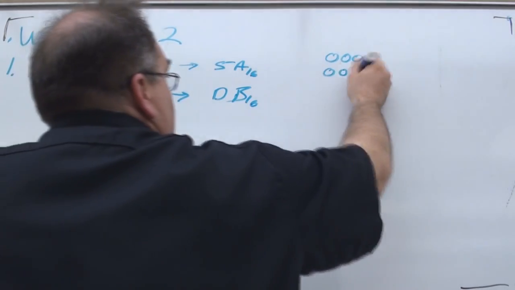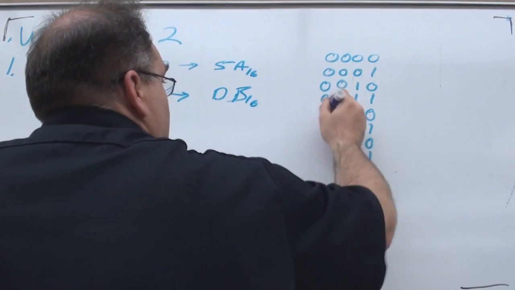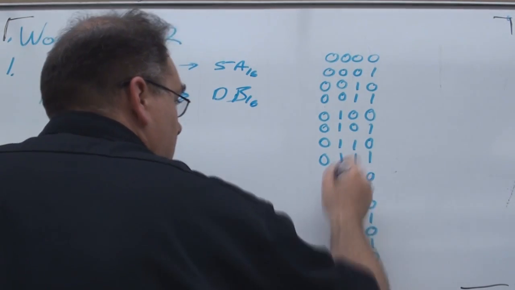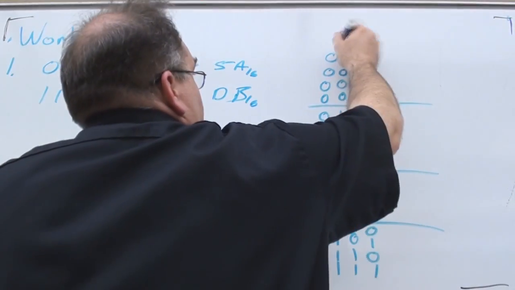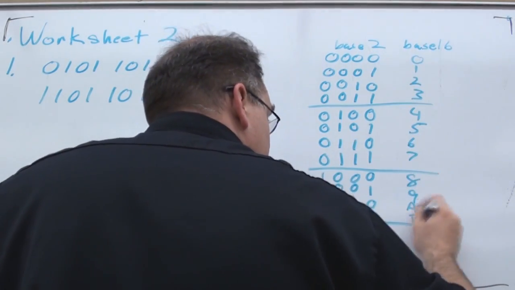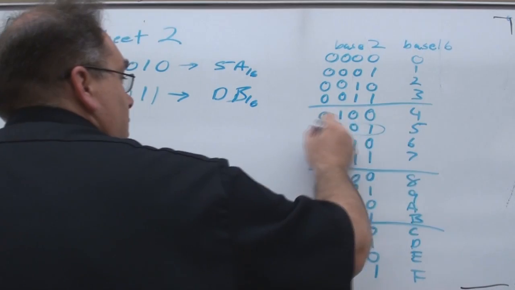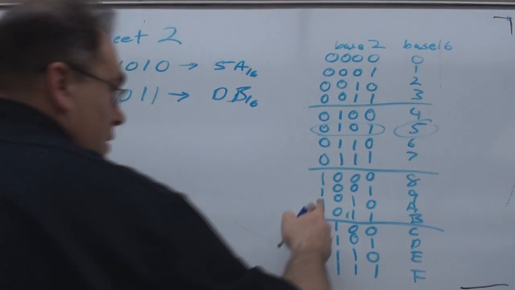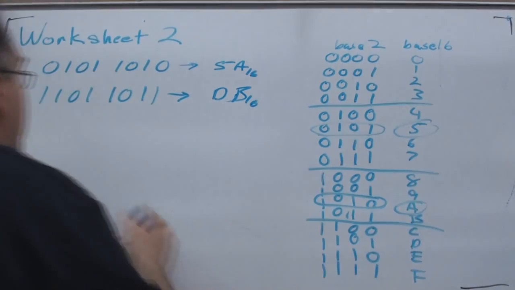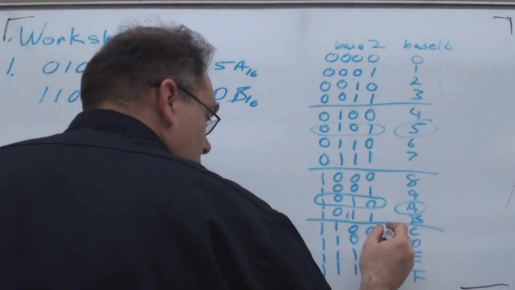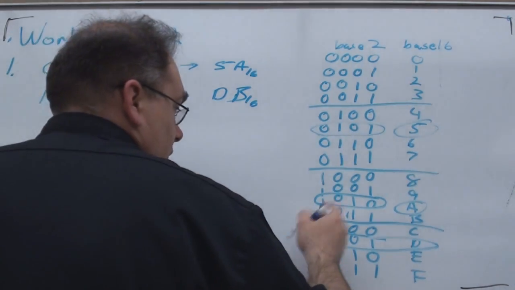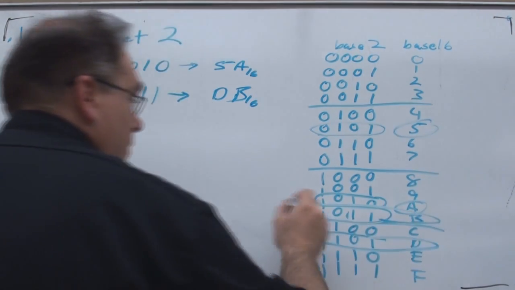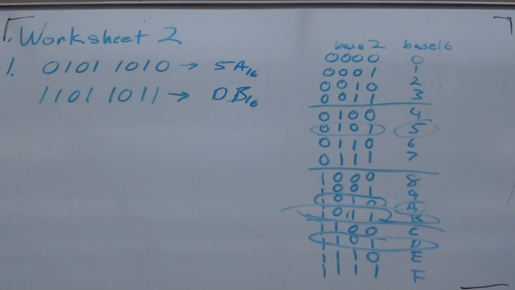So this is in binary, and base 16: 0, 1, 2, 3, 4, 5, 6, 7, 8, 9, A, B, C, D, E, F. 0101 is right here, which is 5. 1010 is A. 1101 is D. 1011 is B. It's a lot quicker if you have it memorized.